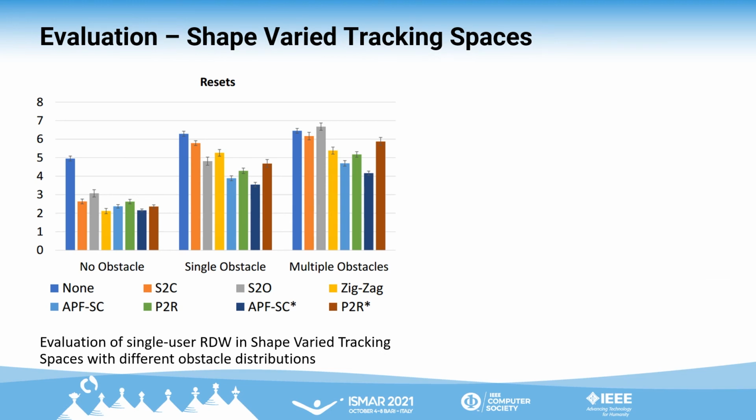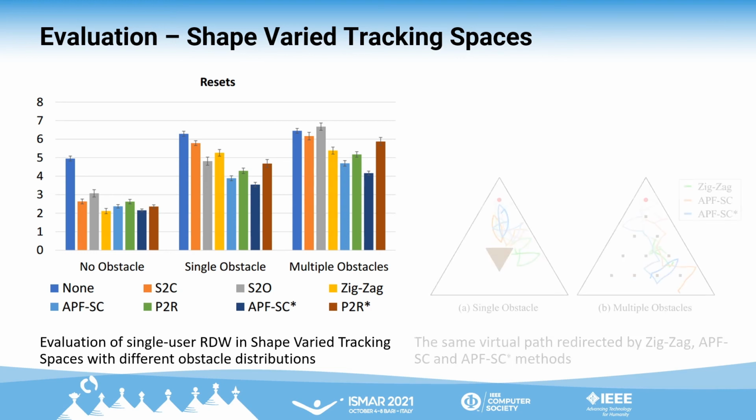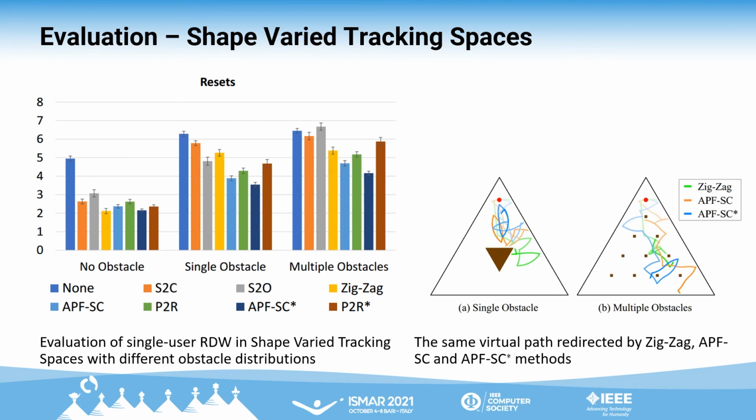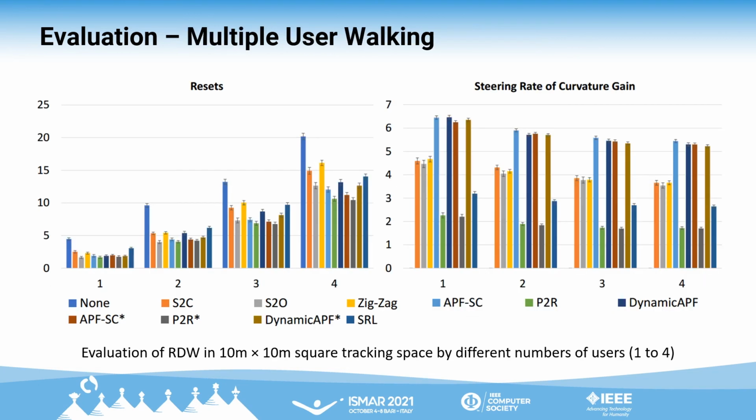For shape-varied tracking spaces, we only evaluated 8 combinations due to the scalability issues of applying some of the controllers. One visualization example of the same virtual path redirected by 3 methods is shown on the right. For multi-user working, results of recess and steering rate of curvature gain are shown in the figure. For more details and statistical results, please refer to our paper and supplementary materials.